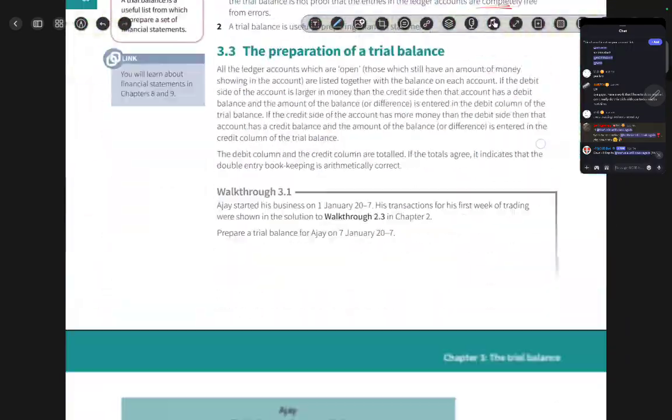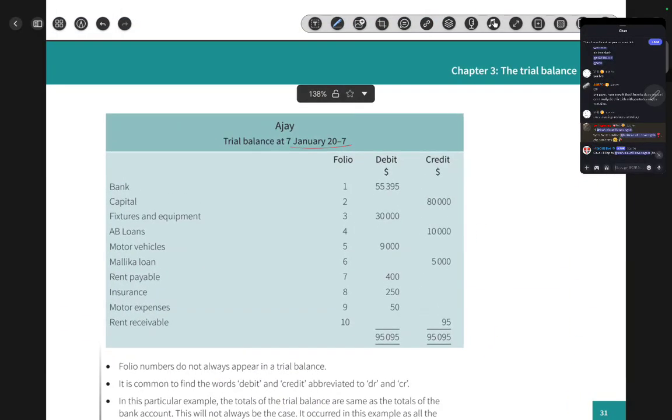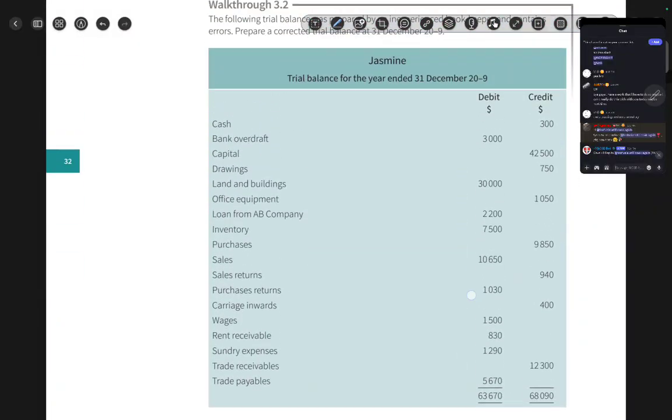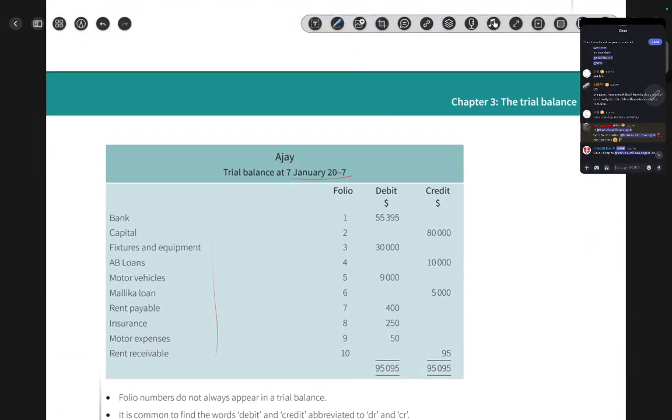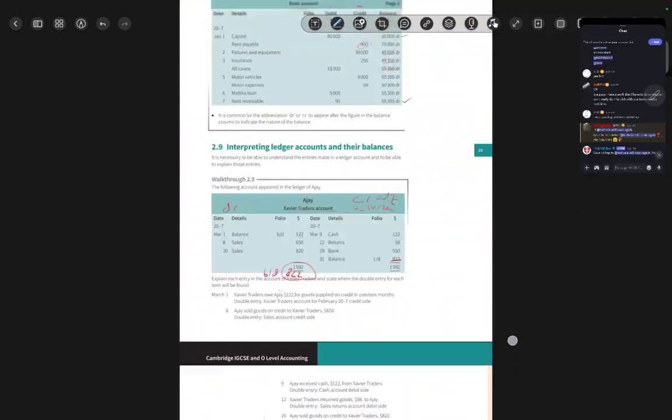So if you go to your trial balance, Xavier, where is Xavier? Oh, what? Am I blind? Okay, he's not here with me. Did I mix the example with something else?